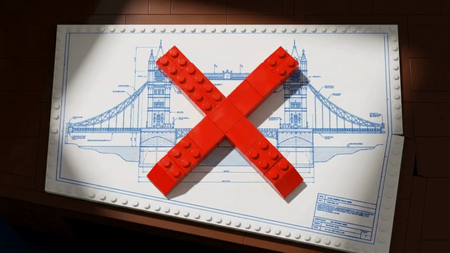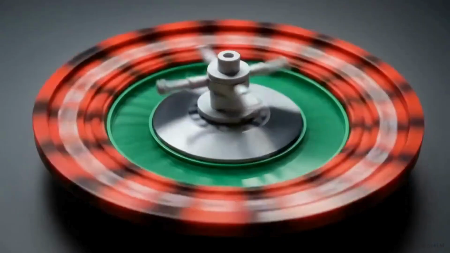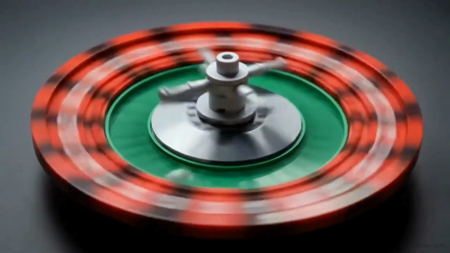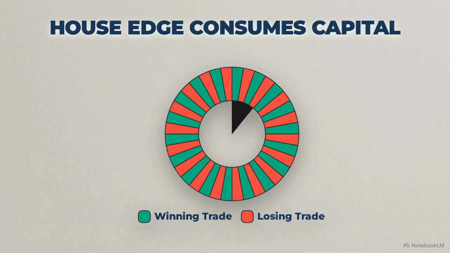Even with flawless analysis, you will be wrong. That brings us to the third pillar, money management. This is your system's absolute fail-safe against the mathematical inevitability of loss. Traders who ignore strict risk limits face the exact same probabilities as a gambler fighting a casino. If you bet too much, eventually the house edge will consume your capital.